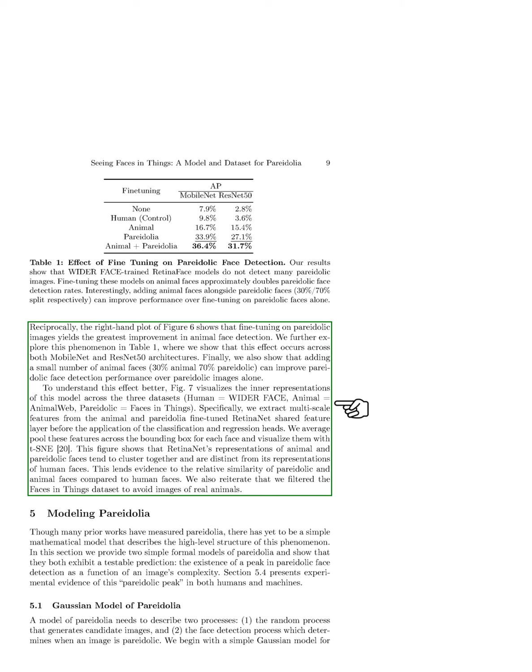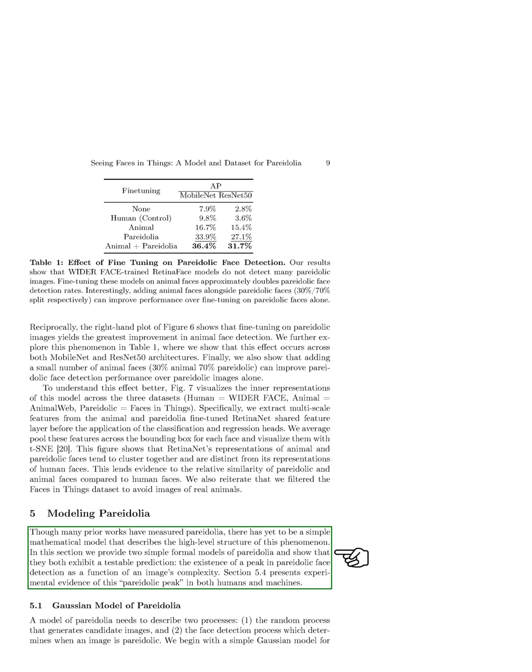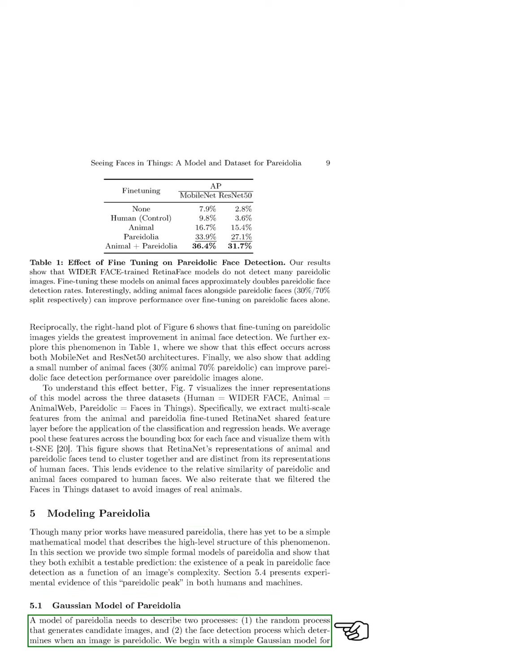Section: Modeling Pareidolia. In this section, we present two straightforward models of pareidolia, aiming to describe its high-level structure. Both models predict a peak in face detection related to the complexity of an image. We provide experimental evidence for this pareidolic peak in both humans and machines. For our Gaussian model of pareidolia, we identify two key processes: the random generation of candidate images and the face detection process that identifies pareidolic images.